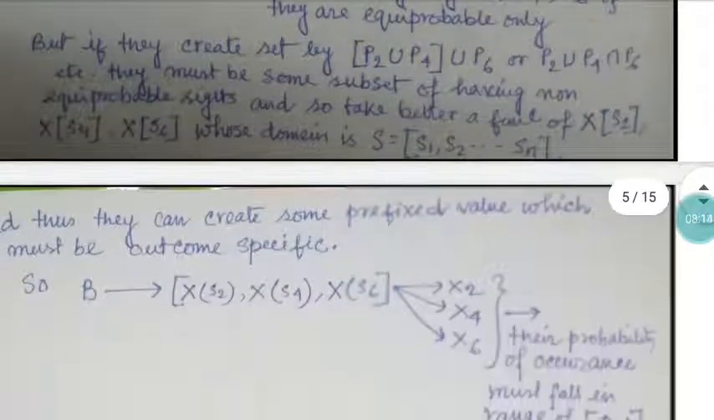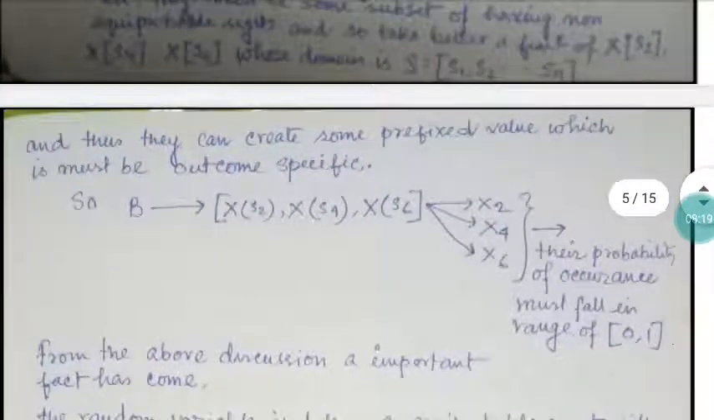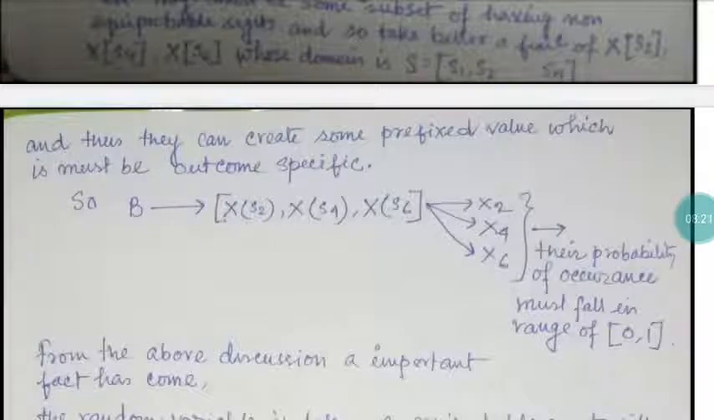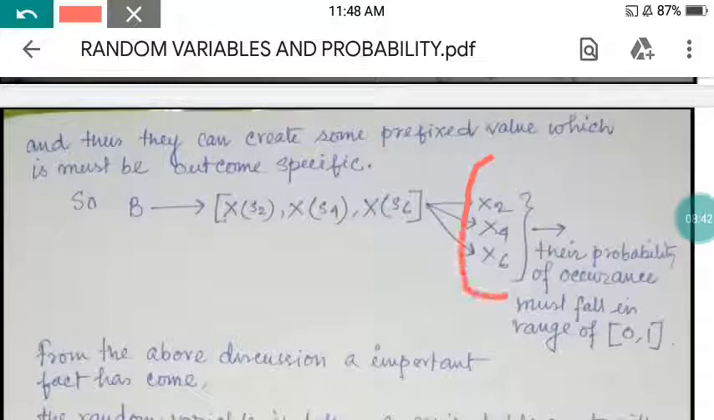So come to the next slide. And thus they can create some prefixed value which must be outcome specific. So here suppose we are considering the event B. In that case of B, we have three random variables, X of S2, X of S4 and X of S6. So those particular random variables are associated with some particular random values which lie between 0 to 1. Okay, so their probability of occurrence must fall in the range of 0 to 1.